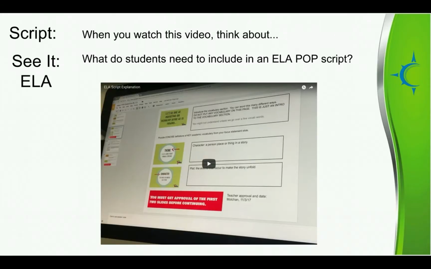Please pause this video to reflect on the question, either aloud with a group or silently by yourself. Now that you've had a chance to reflect, you heard the students say that the script includes the standard, a standard description, an objective or focus statement, and some vocabulary. The script also includes a question based on a book they are reading that relates to their standard. Then they answer the question in detail.